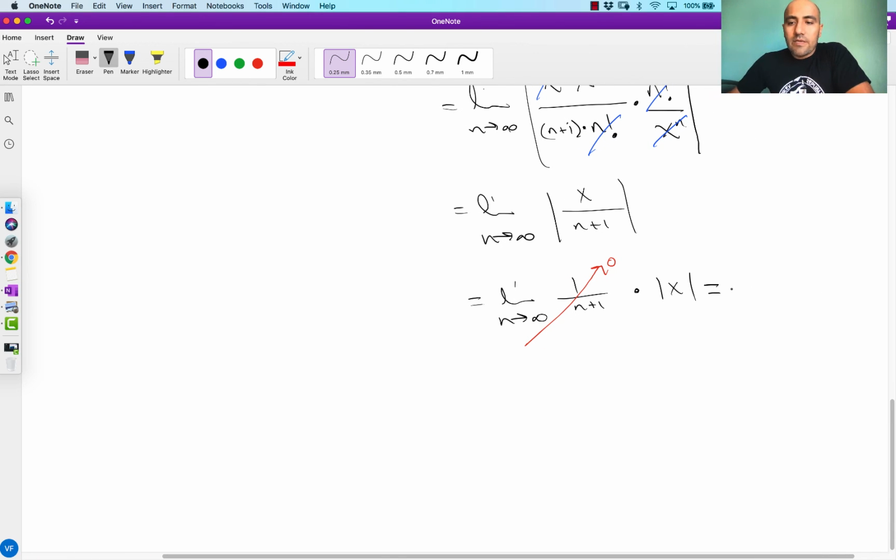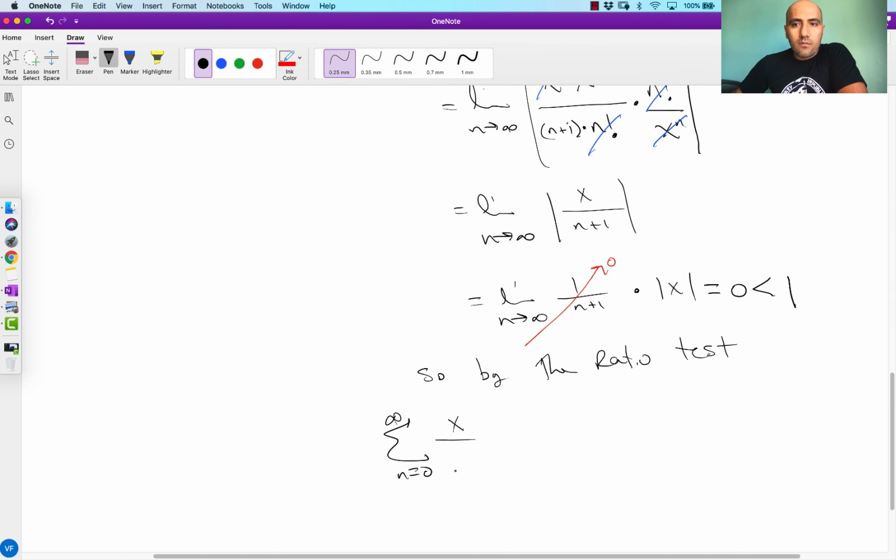So this is going to be equal to 0, which is definitely less than 1. That's all we really need to check for the ratio test. When is it less than 1? Well, it's always less than 1. So by the ratio test, the series we were working with, which we established was e to the x, converges for all real numbers, which means that the interval of convergence is going to be from negative infinity to positive infinity.